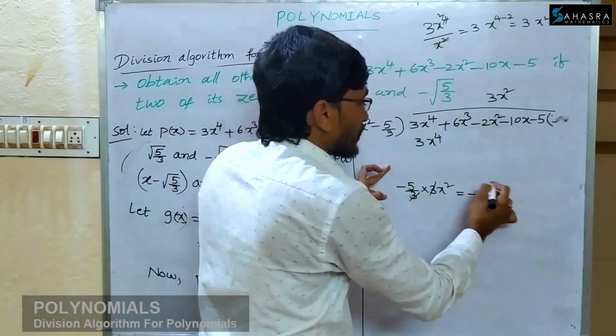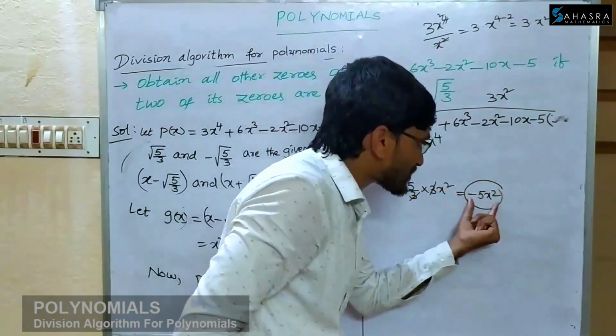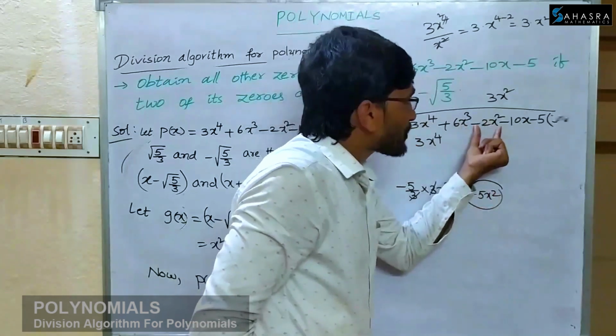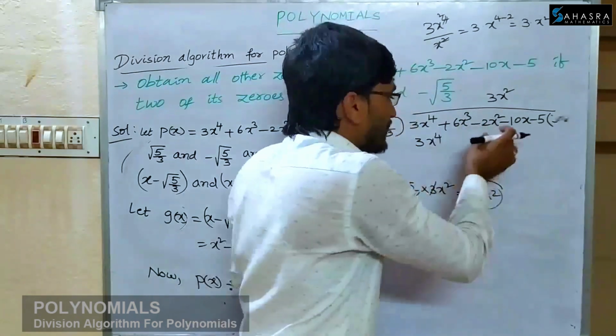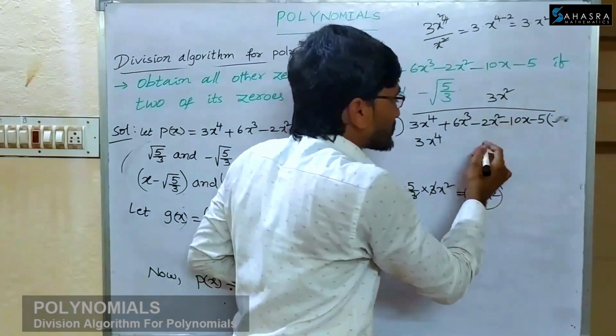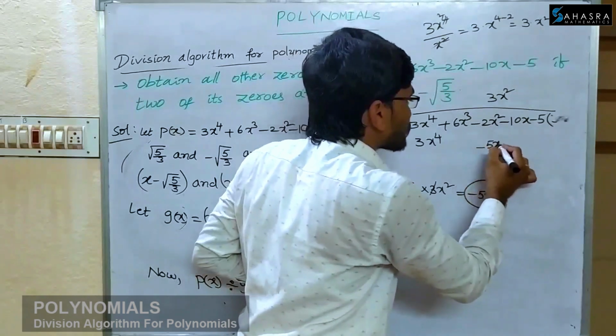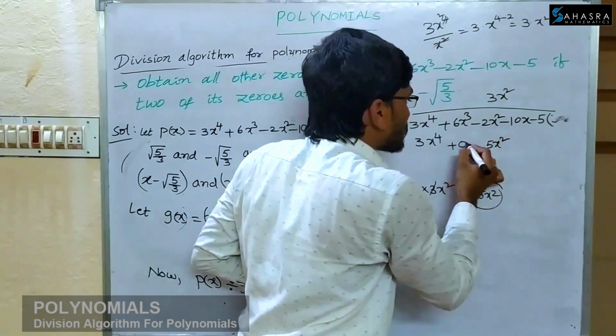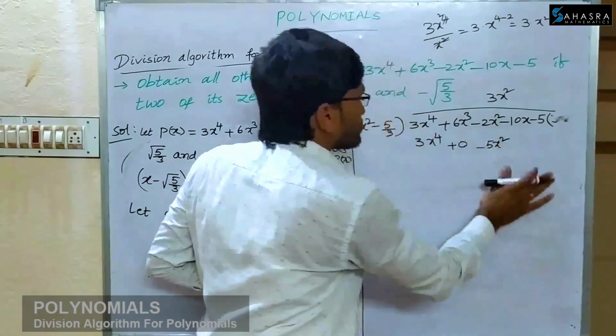Now how to write this minus 5x square term? Write it under the x square term itself, below the minus 2x square term. Here there is no x cube term, so we keep minus 0.